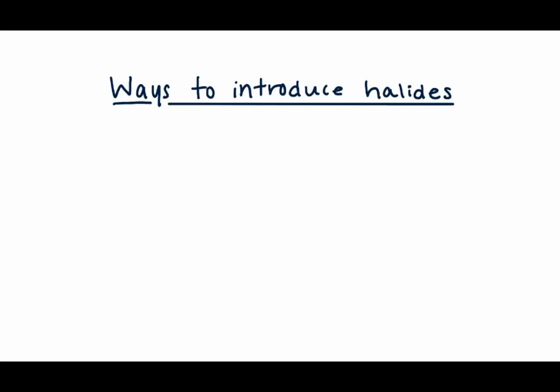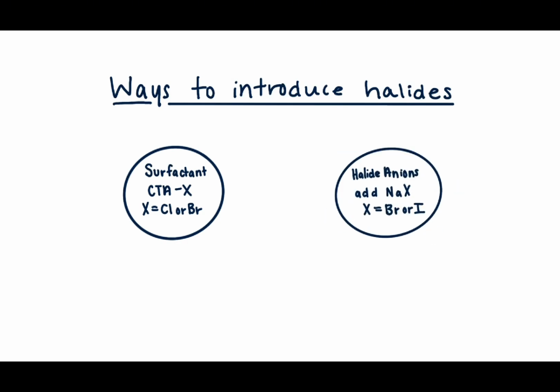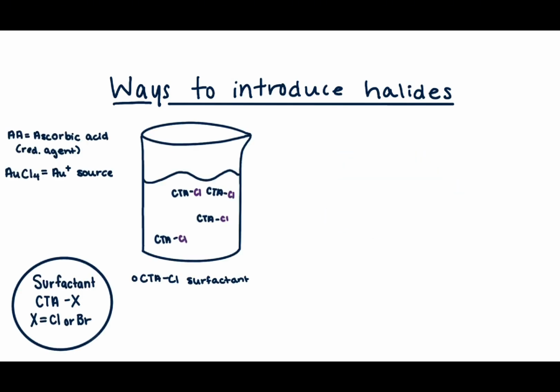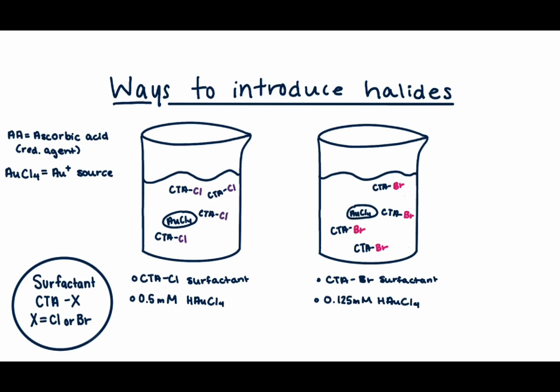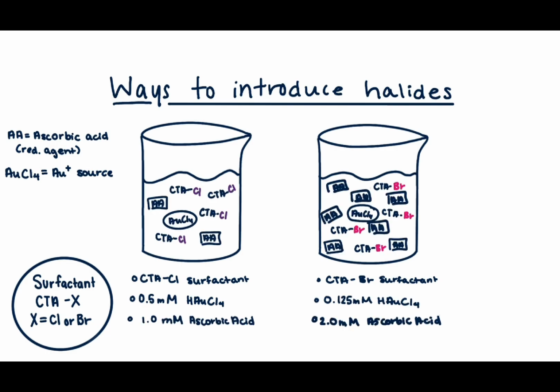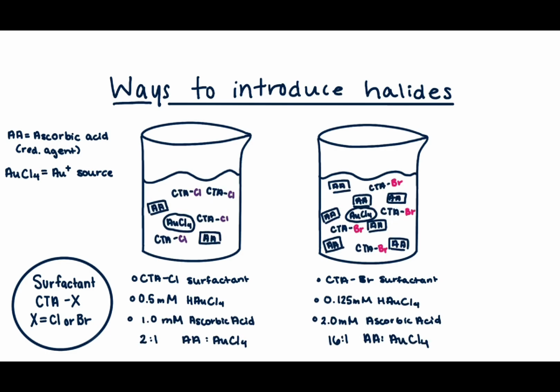One is through adding a halide-containing surfactant, and one is through adding halide anions by using a salt. The researchers first looked at the difference between chloride and bromide by using their respective surfactants. The CTACl growth solution had a 2-to-1 reducing agent to gold ion ratio, whereas the CTABr solution had a 16-to-1 ratio.